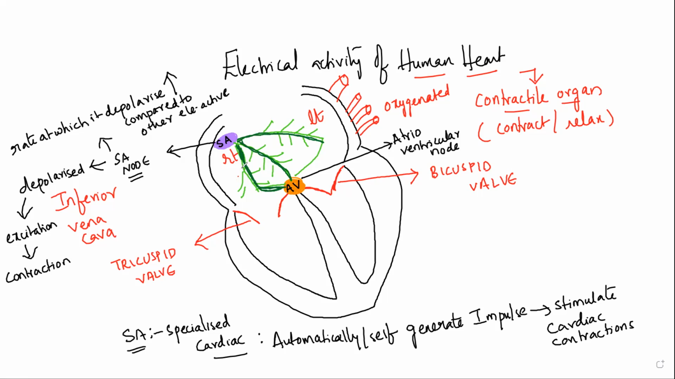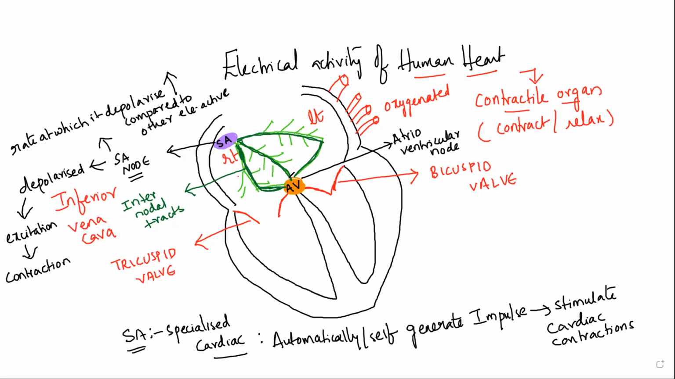These green structures arising from the SA node are called internodal tracts. They are the posterior, middle, and anterior internodal tracts, three of them, and they branch into fine branches spreading all over the atria. Once the impulse is created in the SA node and it gets depolarized, the wave of depolarization is carried towards all the atrial myocardial cells through the internodal tracts, and all of them converge at this AV node.